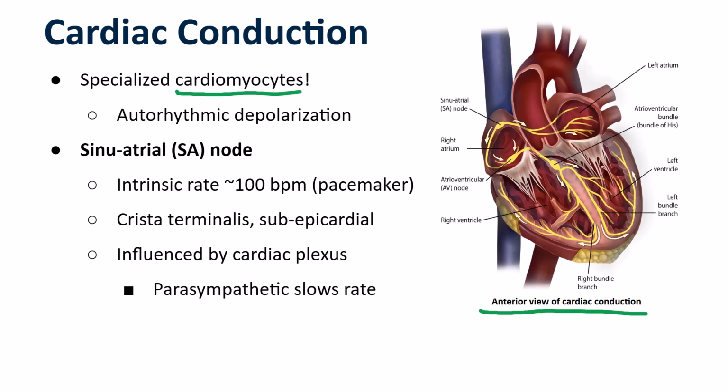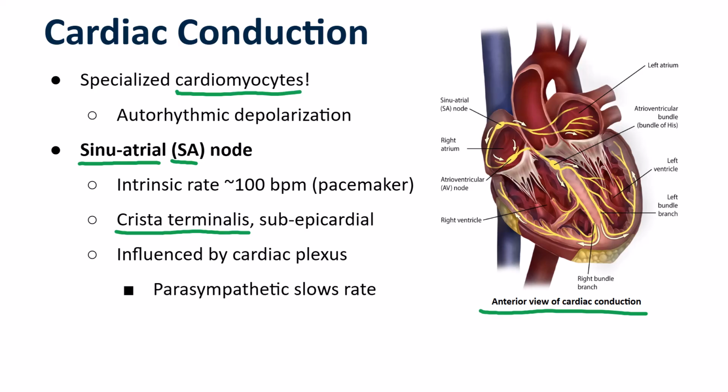One of the more important regions is that of the sinoatrial node. Some people call this the sinoatrial node, or just the SA node for short. This is what we refer to as the heart's pacemaking region. It's found at the superior aspect of the crista terminalis, just subepicardially, and its intrinsic rate is 100 beats per minute.